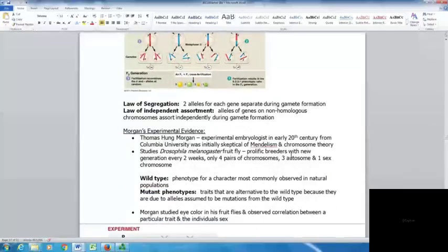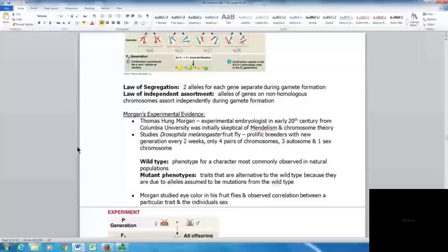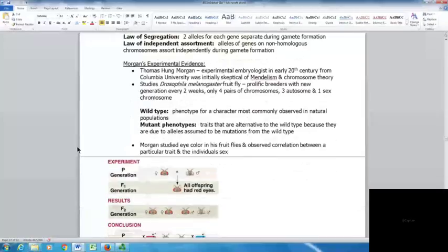So there were other people who were working on research. Thomas Morgan was an experimental embryologist in the early 20th century from Columbia University. He was initially skeptical of Mendelism and the chromosome theory. What he studied was the Drosophila melanogaster fruit fly. He used them because they were prolific breeders. There's a new generation every 2 weeks. They only have 4 pairs of chromosomes, 3 autosomes and 1 sex chromosome.